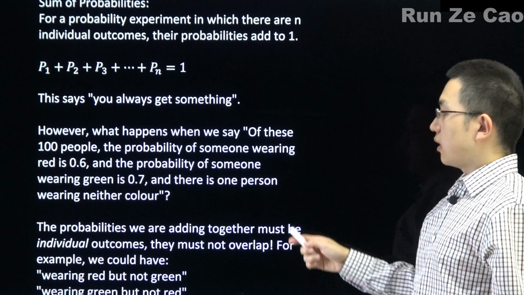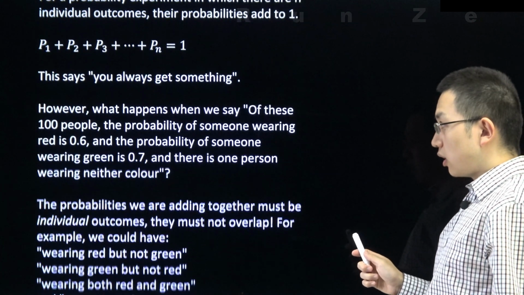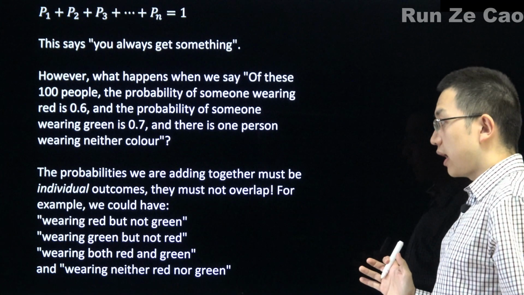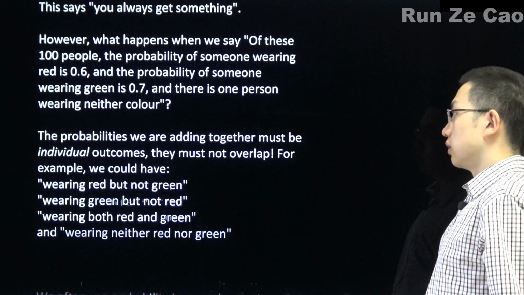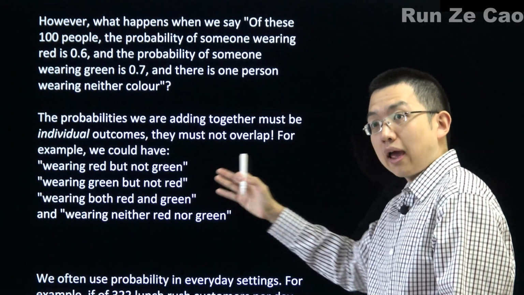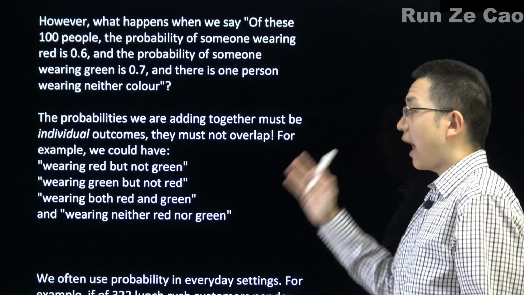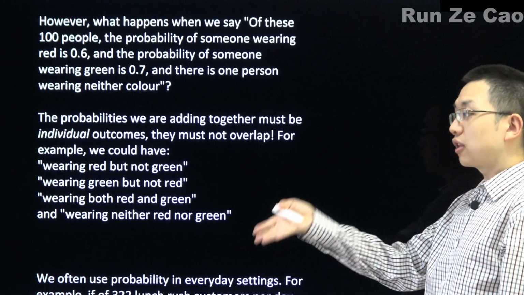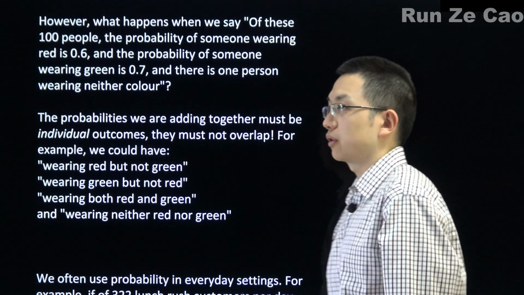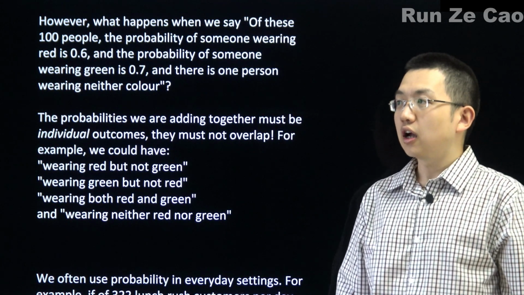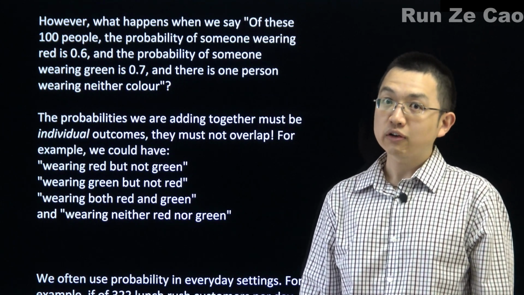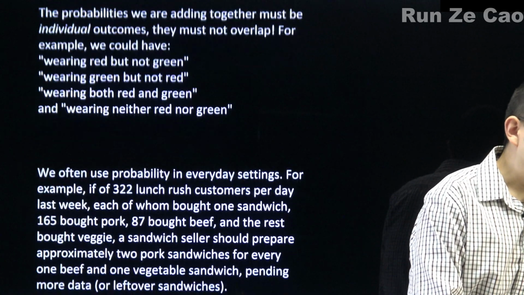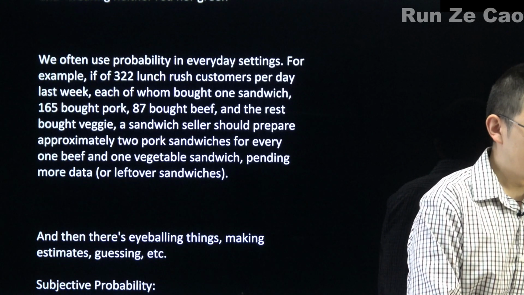So we would end up with wearing red but not green, wearing green but not red, wearing both red and green, and wearing neither red nor green. So these would not overlap, and these probabilities would have to add up to 1. Because, well, this person is going to have to fall into one of these categories. There has to be an outcome on the verdict of how they are in terms of wearing red and or green. If they're wearing nothing, well, that's neither red nor green.